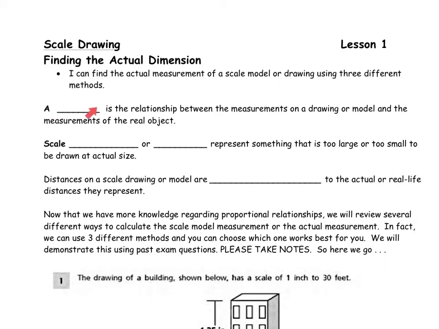This says a scale is a relationship between measurements on a drawing or model and the measurements of a real object. So let's write that in. We're going to write in scale. And what we're given is the measurements of a drawing or model, and so I will frequently refer to this as the model. And then we also are comparing it to the measurements of the real object. So we might call this sometimes the actual.